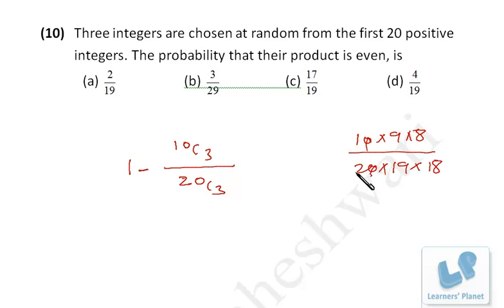So it's 2 by 19. So it's 1 minus 2 by 19, that is 17 by 19. So 17 by 19 is the probability that the product will be even, right? So this is the answer. I hope you are clear.